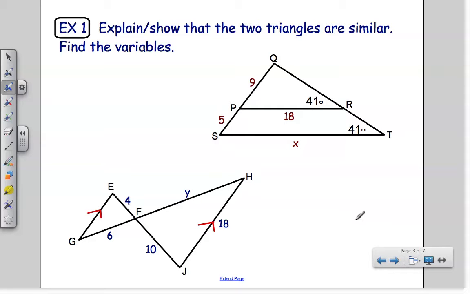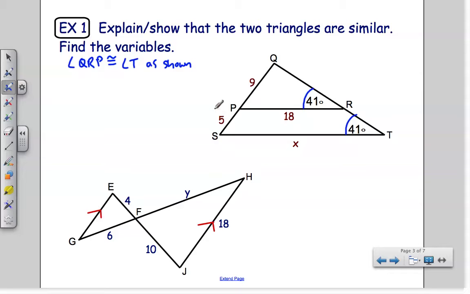Let's use angle-angle similarity here. Explain or show that the two triangles are similar, and then we're going to find the variables. In this first picture, the two triangles I'm talking about are triangles QPR and QST. And if you notice, we are given two congruent angles right away, right? They're both 41 degrees. So I have angle, I guess this angle I'd have to do with three letters, angle QRP is congruent to angle T. I could do that one with one letter. As shown, because they were both 41 degrees.